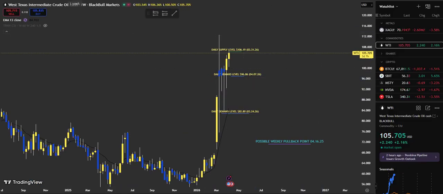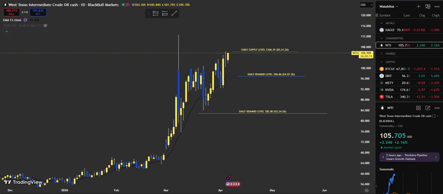But let's say that nothing major happens to the downside or negative, I'm expecting price to retreat back to 96.86 before it makes another decision. And at that point, I maybe would be a buyer of oil, but at this point, I'd be waiting because there's a lot of potential shocks to the market that could happen.